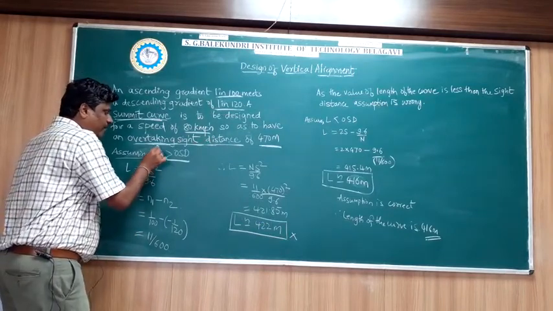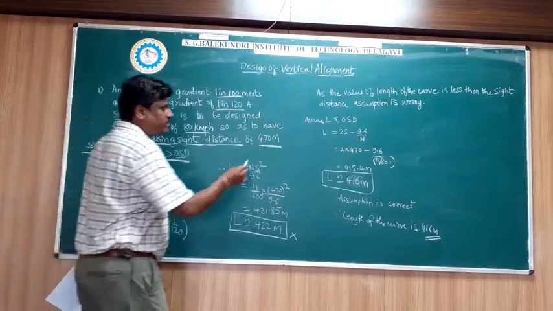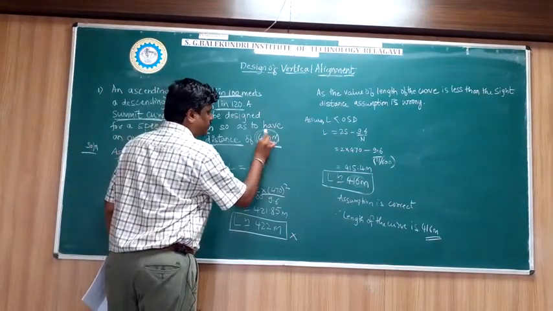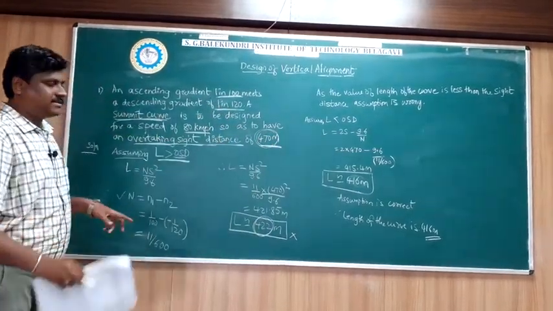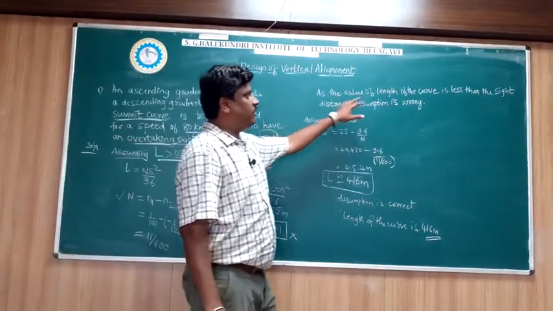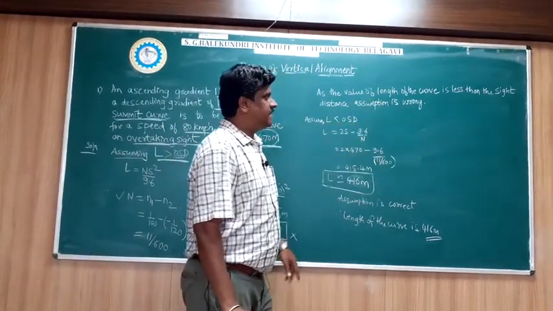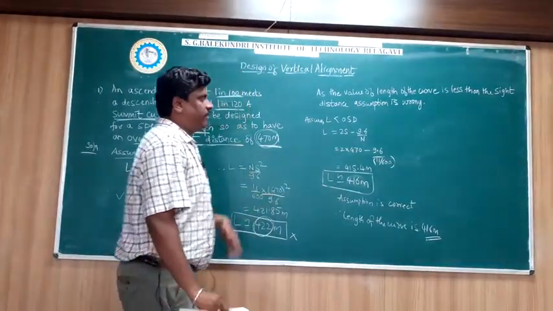What I have assumed here, you can see this assumption is wrong, because I say here the length of the curve is going to be greater than my OSD. What is the OSD value I have? Here it is 470, but I have got 422, which is less. Therefore my assumption is wrong. That is what I have written. As the value of length of the curve is less than the sight distance, assumption is wrong. Then I go with the different assumption.